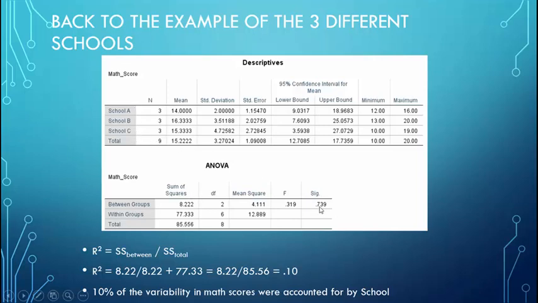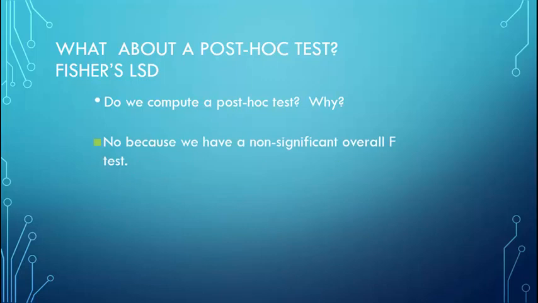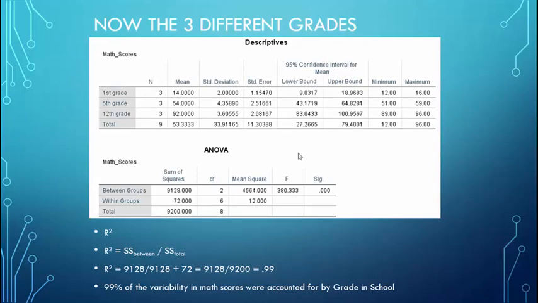And because there is no effect, there's no need to go forward to say, well, which means are different from each other. If you did do the post-hoc test, everything would be not significant. Because we're saying there is no difference between what school you go to and your math test score. So if you have a non-statistically significant ANOVA, you don't do a post-hoc test. Yay, and you're very happy. Let's do the next one.